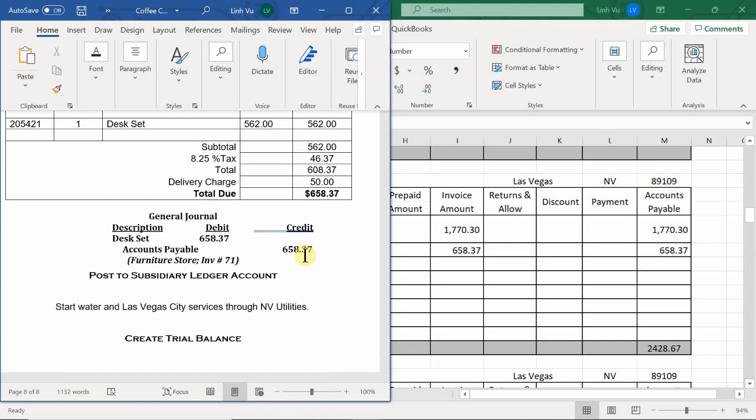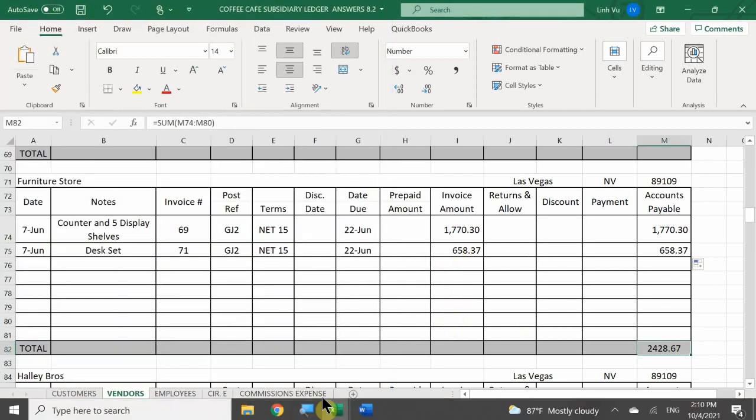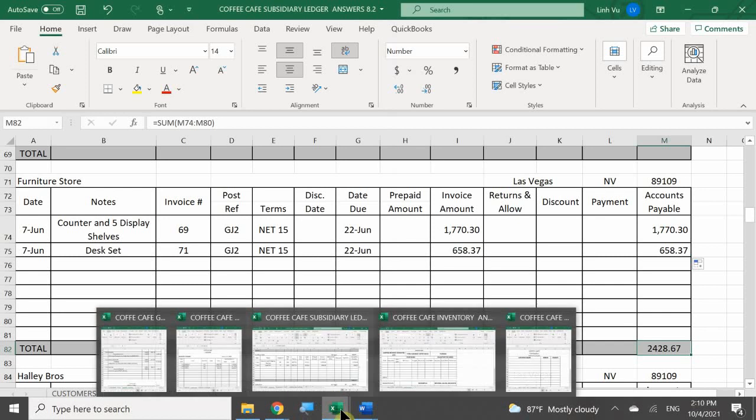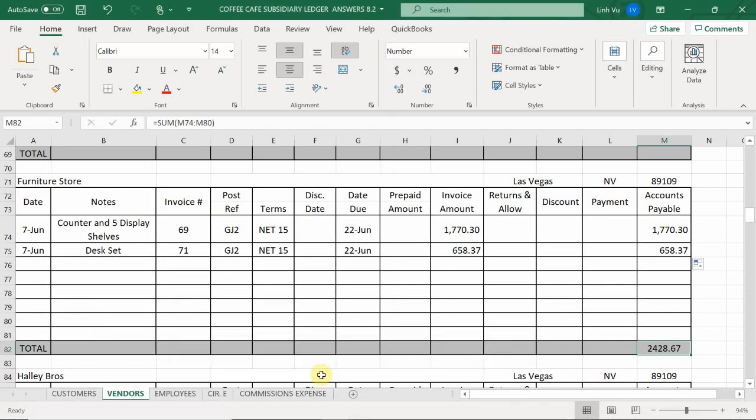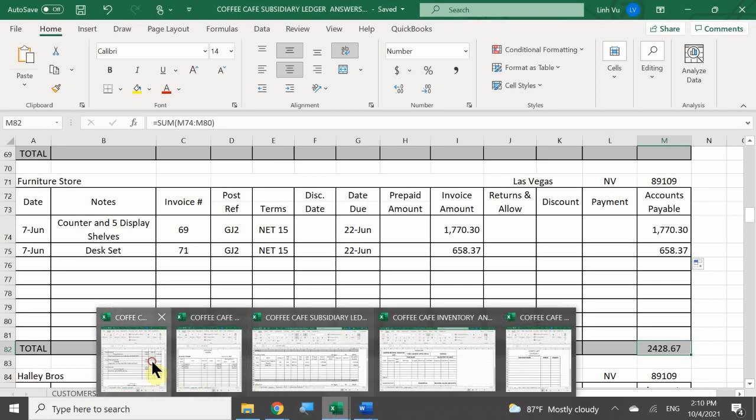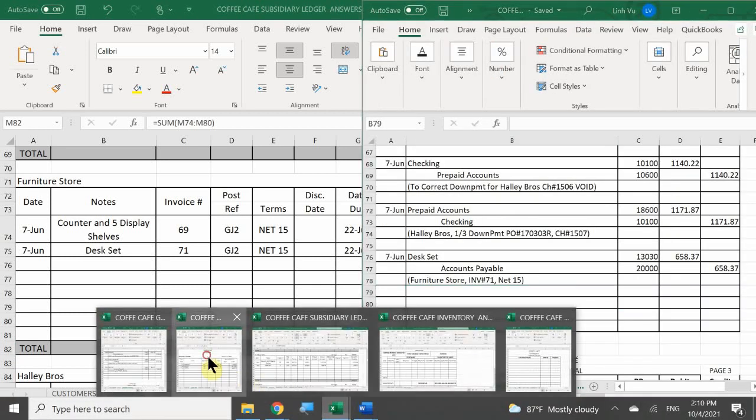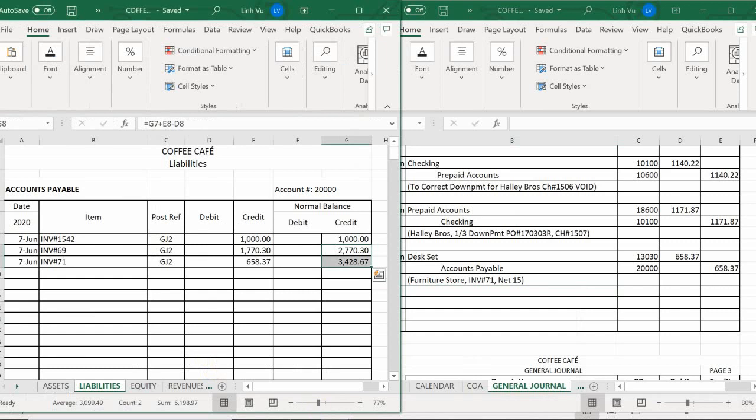So that means we are completely done with the first week of transactions. Now I am left to just complete the trial balance. Go ahead and save your work now so you can complete the trial balance with me. I'm going to show you how to do a trial balance, and I want to do this every single week of Coffee Cafe.